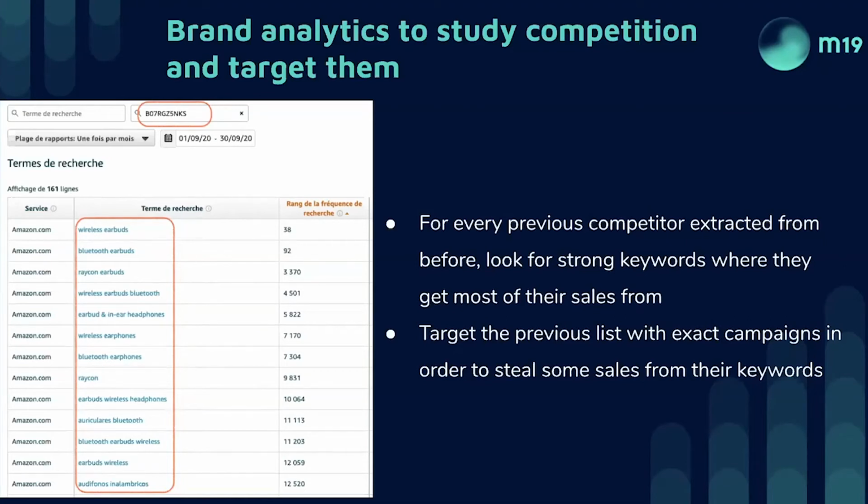So it's a second source of keywords. Basically it's just a list of keywords where your main competitors are strong. So you take the same list, you filter it, and you add it in exact manual targeting campaigns so as to be able to steal some sales from them.